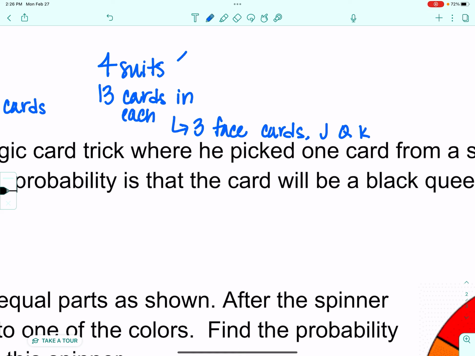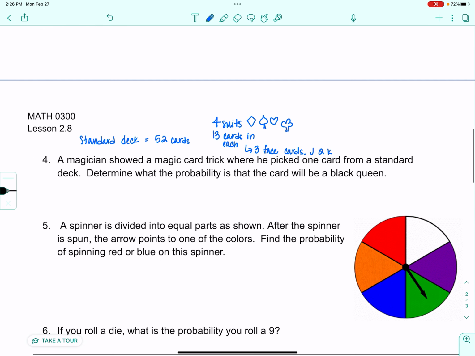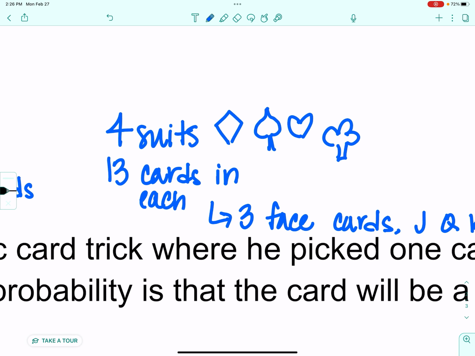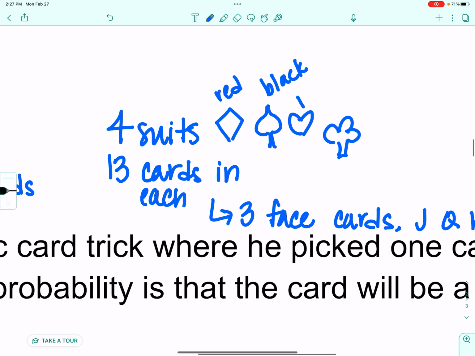The suits are diamonds, spades, hearts, and clubs. Mine look a little more like puppy feet, but that's okay. Diamonds are red, spades are black, hearts are red, clubs are black.